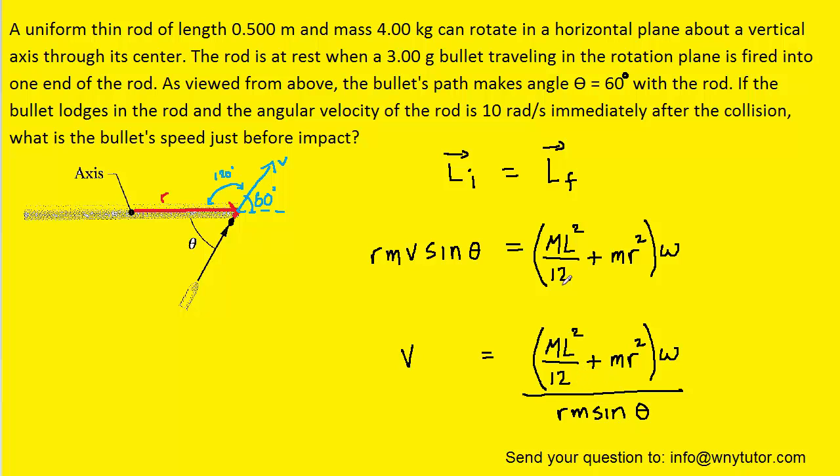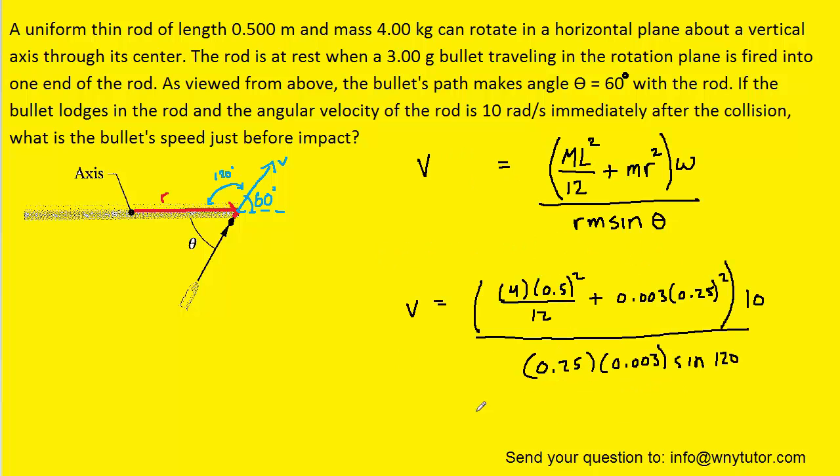Remember that capital M was the mass of the rod, which was given as 4 kilograms. L is the length, which is 0.5 meters. R is the length from the axis of rotation to where the bullet is being lodged, and that would be 0.25 meters. Lowercase m is the mass of the bullet. Don't forget to convert that into kilograms. We've noted that theta was 120. The angular speed is given as 10. And so now we're ready to plug everything in.